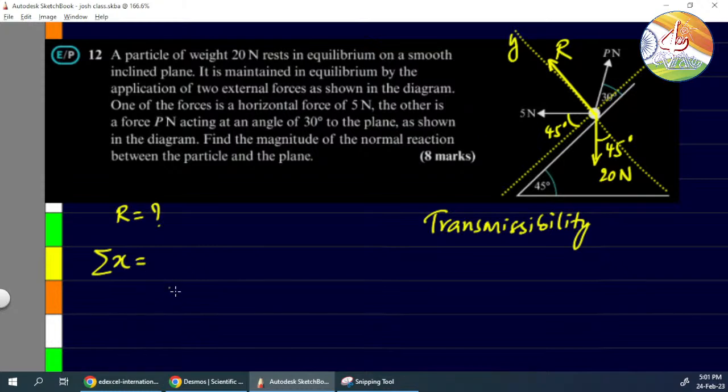So what are the forces in x direction? We have x component of P, that is P cos 30. Correct? And then 5 is acting opposite, so minus 5 cos 45. Correct? What is the component of 20 newtons? X component of 20 newtons, cos 45? No, sine, this side. So 20 sine 45, is it positive or negative?